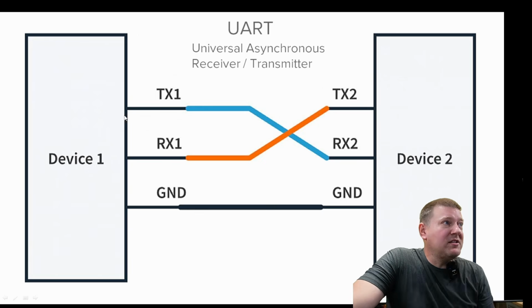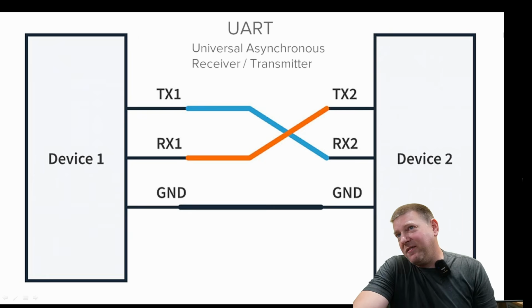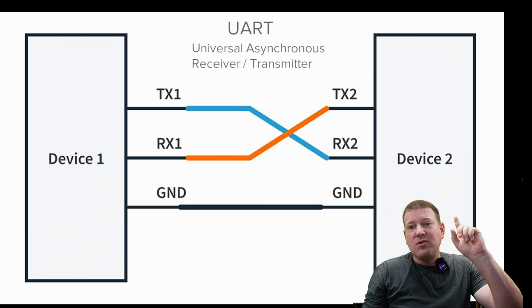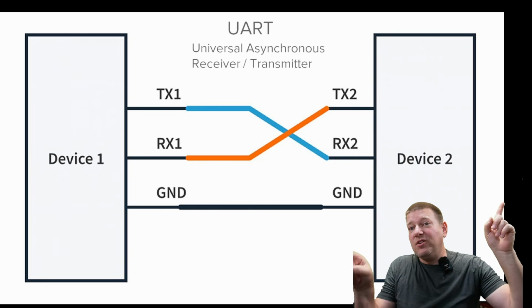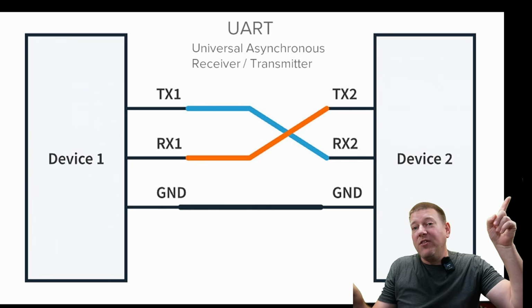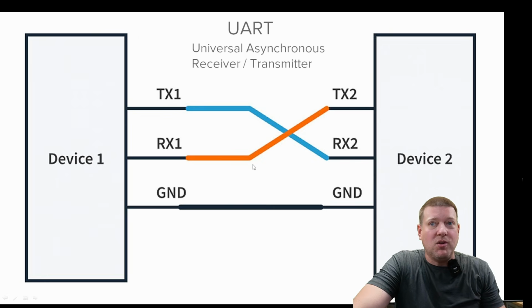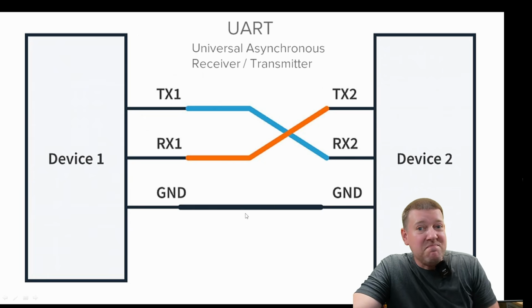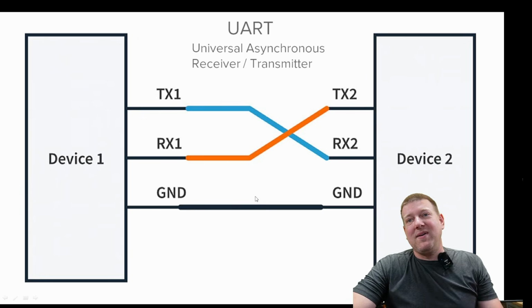So, for UART, the one device has got a TX and an RX, and then the second device has got a TX and an RX, but you have to cross the lines. So on one device, the transmit pin, TX, has to go to the receive pin on the other device. So you have to make sure to cross those lines, as you can see here, the orange and the blue. And the ground has to be intact, because if it's not, that plus and negative doesn't mean anything, okay?